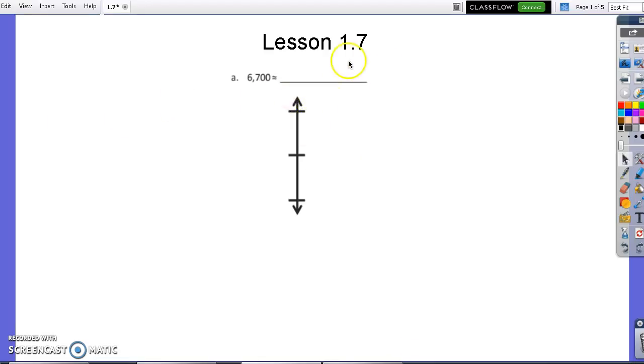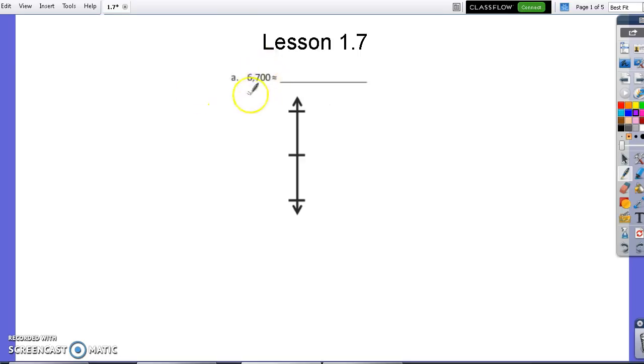Now, in your book on lesson 1.7 and your problem set, it's going to have the full page. I'm going to work by just a few problems, and you can follow along with me. So what it says in the directions up top is round to the nearest thousand using the number line to model your thinking. Now, I personally love these vertical number lines because when we tell you to round up or round down, we can actually see you rounding up or rounding down now. Before, it wasn't the case.